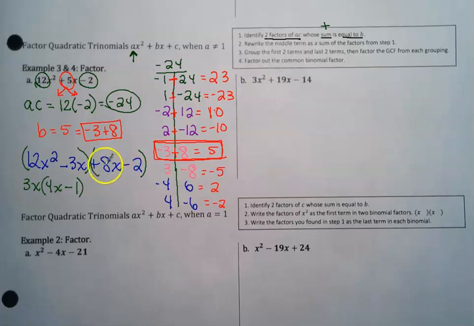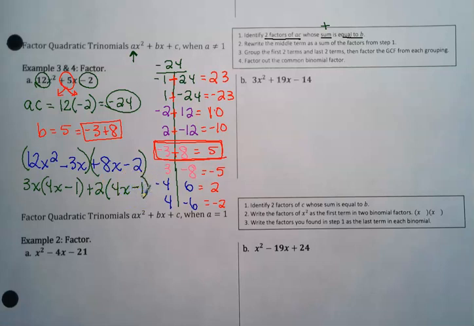Okay, look at my next grouping. What do they have in common? So 8 and 2 have a 2 in common. So I'm going to take out a +2. And x and no term have nothing in common. So 8x divided by 2 is 4x. -2 divided by 2 is -1.